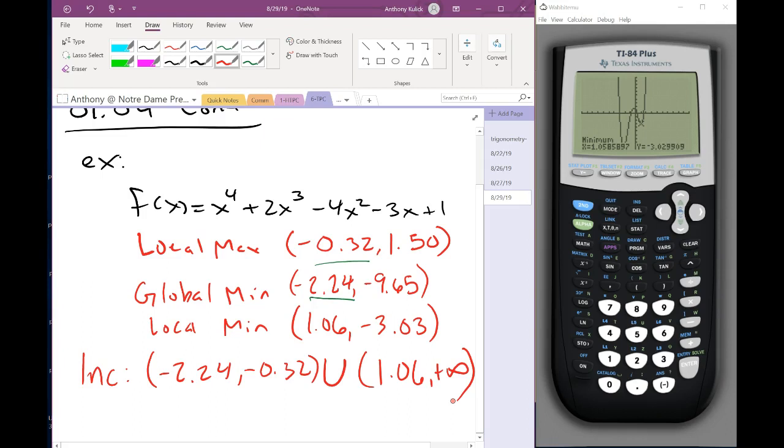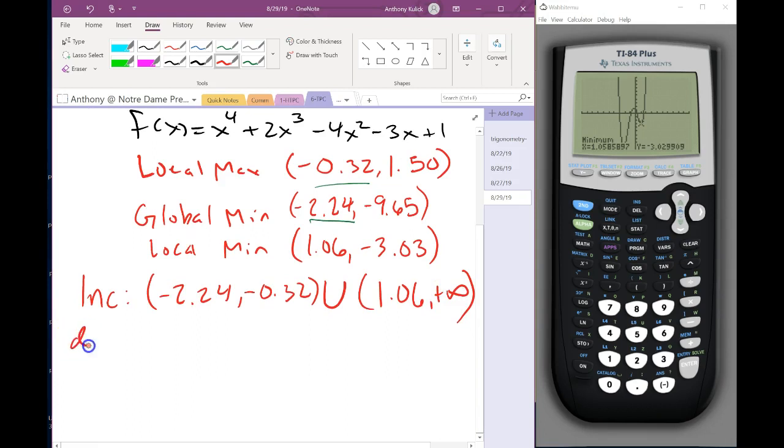And remember, for these increasing, decreasing, and constant segments, we're always using parentheses. You won't ever use a bracket here. Everybody happy with that? Questions, ladies? You're good? Okay. Next we'll do decreasing. We see decreasing parts, right? How many decreasing parts do you see? 2. I agree. We'll start on the left. The first decreasing part is this part that goes from negative infinity to that global minimum. So that's negative infinity to negative 2.24.